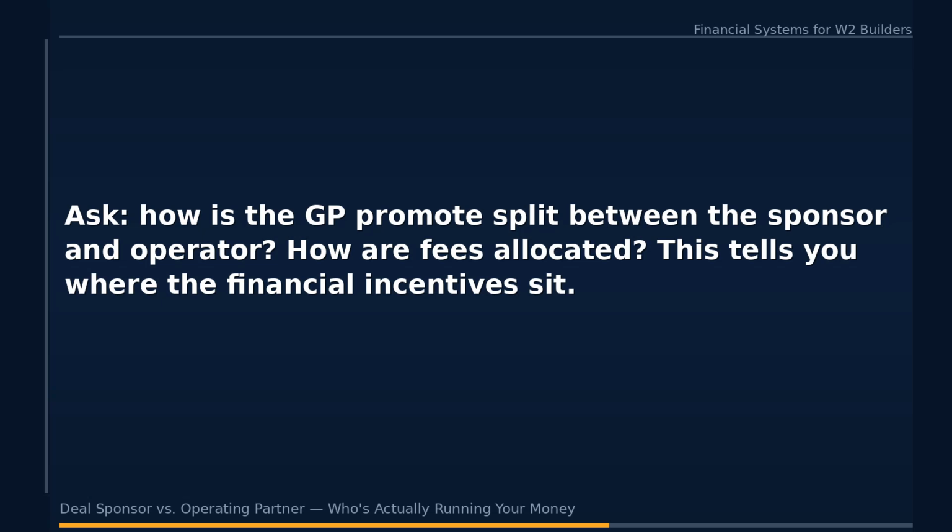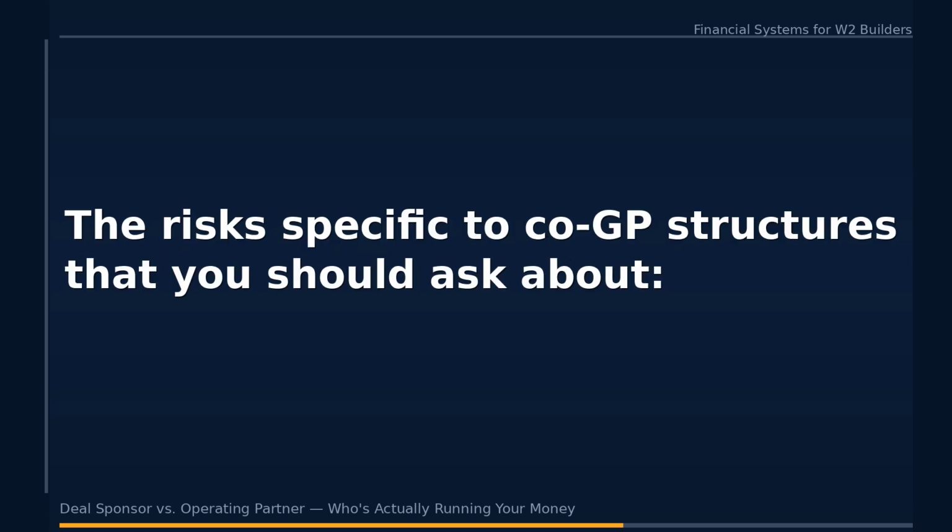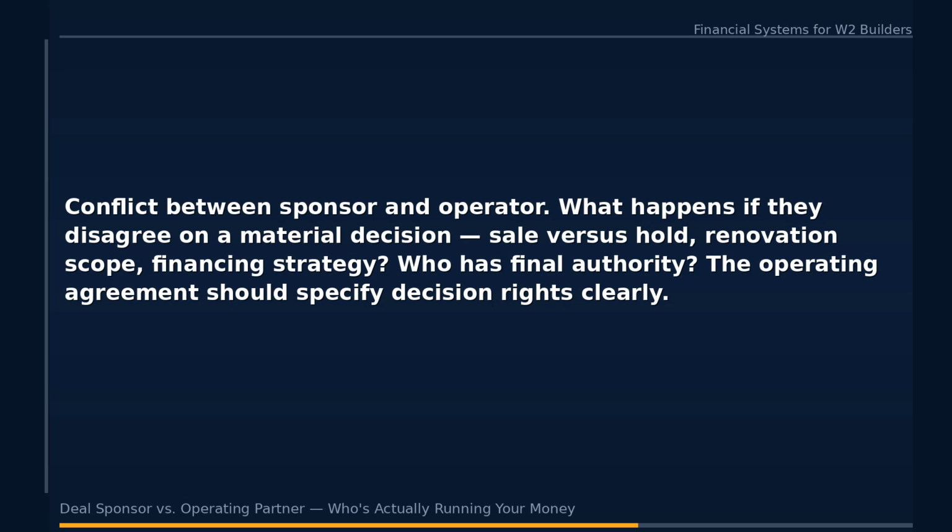The risk specific to co-GP structures that you should ask about: conflict between sponsor and operator. What happens if they disagree on a material decision, sale versus hold, renovation scope, financing strategy? Who has final authority? The operating agreement should specify decision rights clearly.